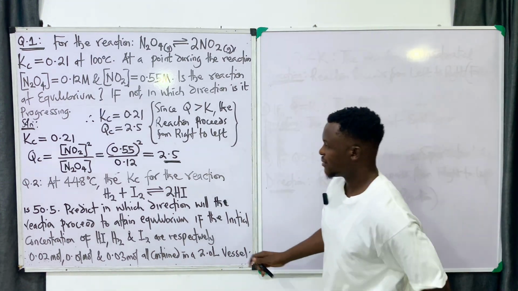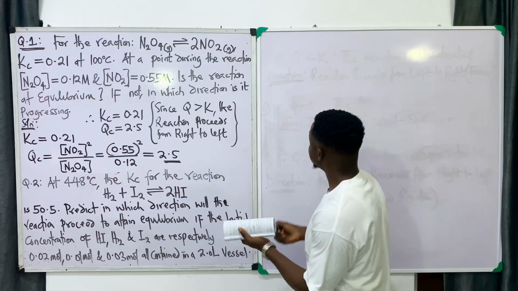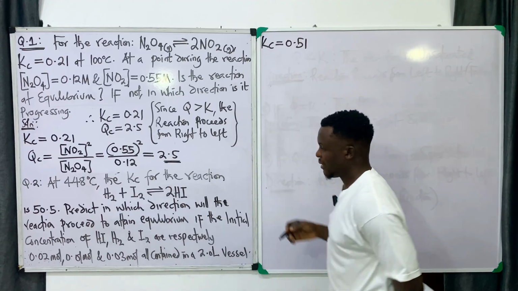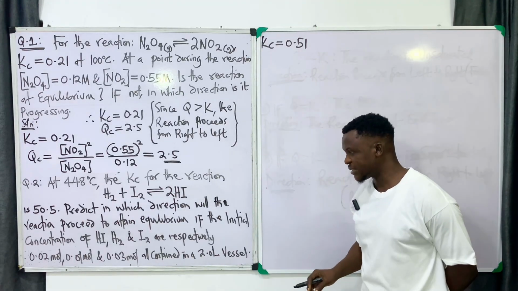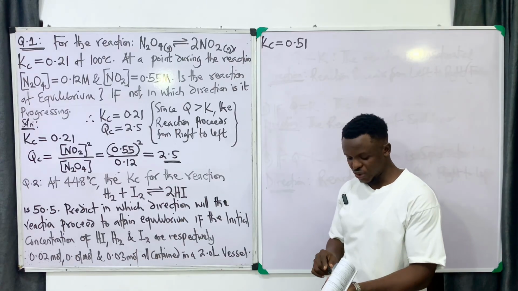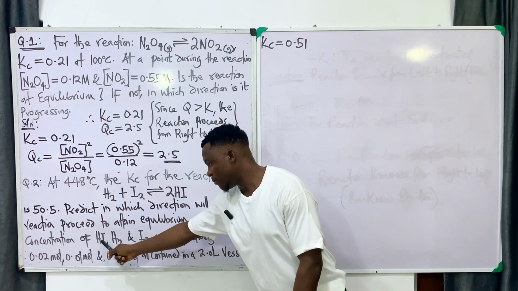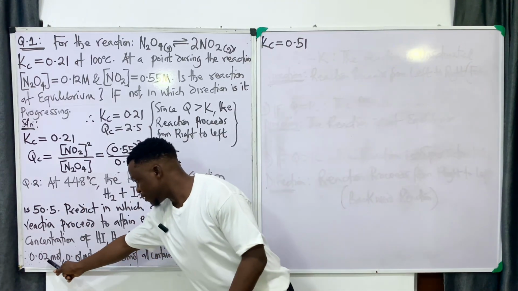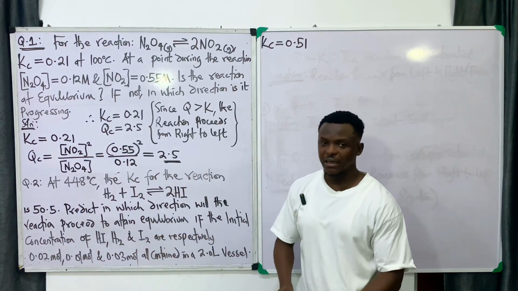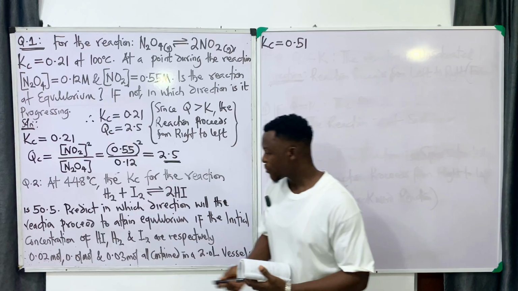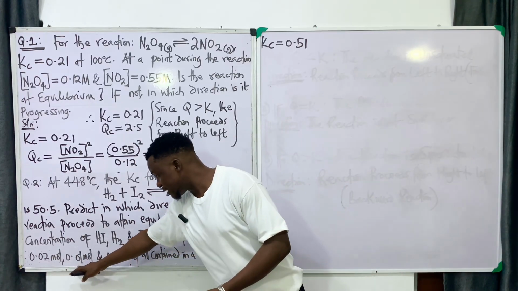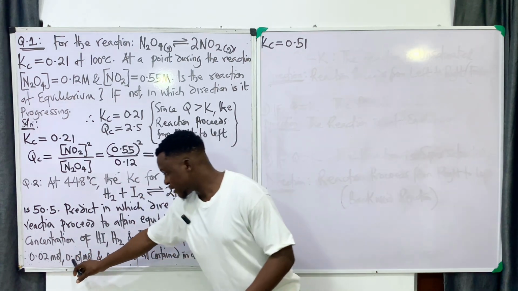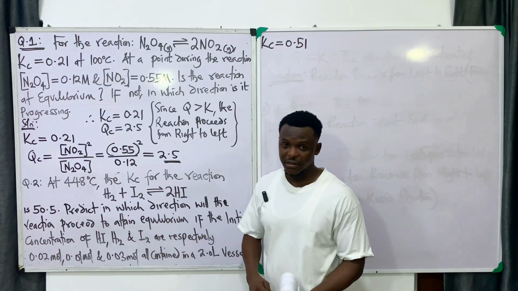So in this question now, they said the Kc for the reaction is 0.51. And they said predict in which direction will the reaction proceed to attain equilibrium if the initial concentration of hydrogen iodide, hydrogen and iodine are respectively 0.02, 0.01 and 0.03. Class, I believe we all understand that when they say respectively and then proceed in giving us three values, it means that the first value corresponds to the first parameter here, the second corresponds to the second, and the third corresponds to the third here, right?